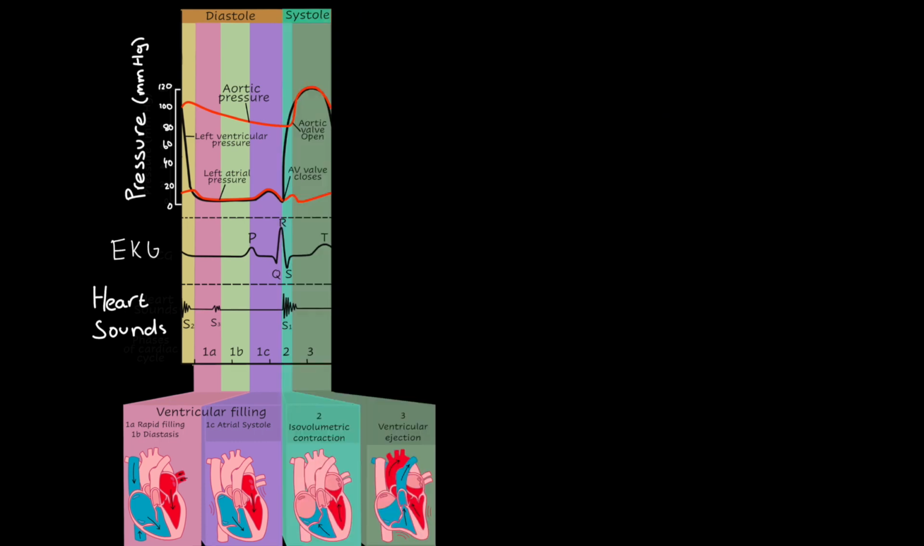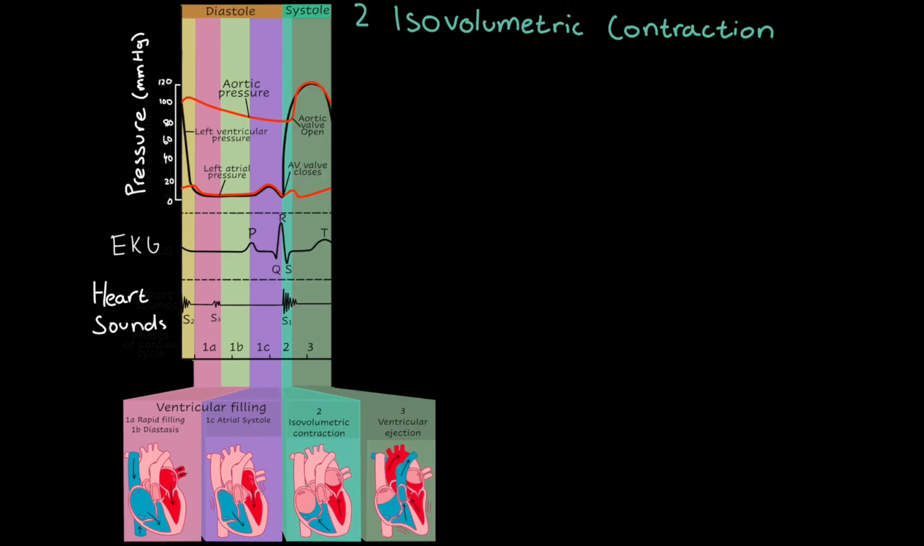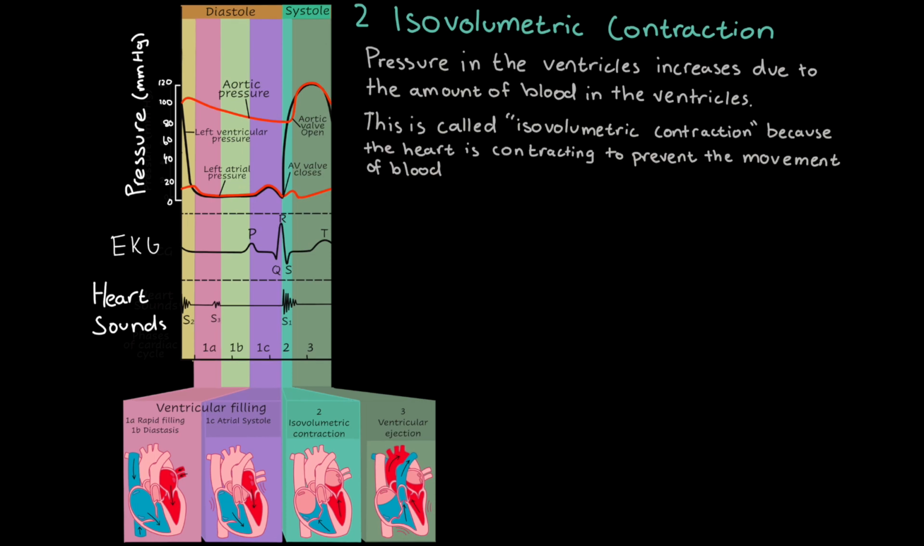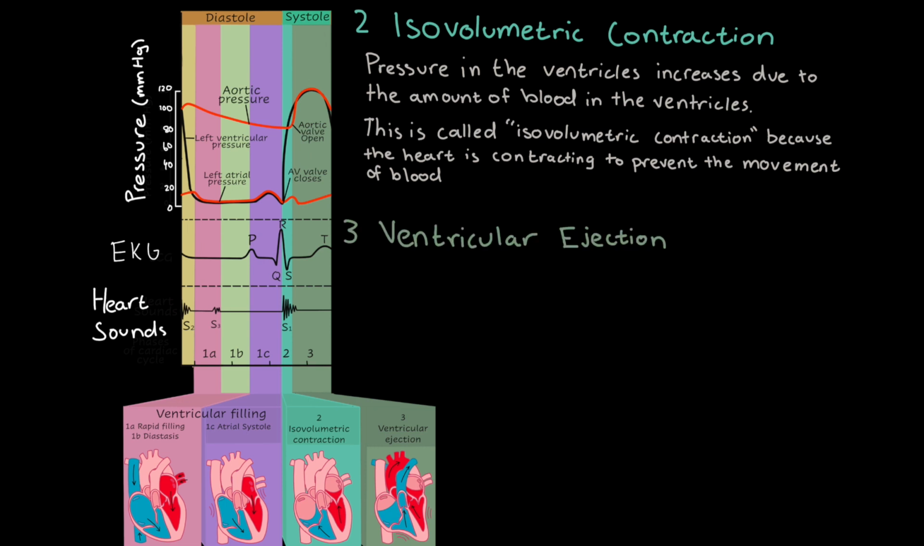Now, the second phase of the cardiac cycle is known as isovolumetric contraction. And in this phase, the pressure of the right and left ventricles increases due to the AV valves being closed, and pressure builds up in the ventricles until the ventricular pressure is higher than the atrial pressure, in which we move on to our third phase, which is known as ventricular ejection.